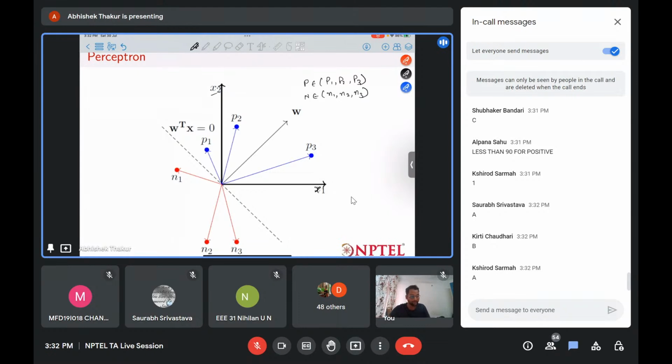The decision boundary which can separate the positive and negative classes has the equation W^T X = 0. This means W1 X1 and so on, whatever is the weight and whatever is the input, the dot product is equal to 0. This line will pass through the origin, because when all the inputs are 0, it will become 0. This is our W^T X = 0 line.